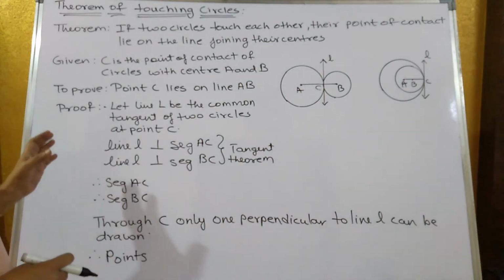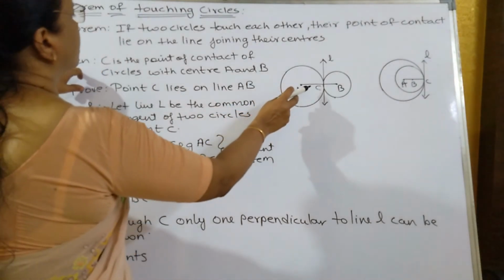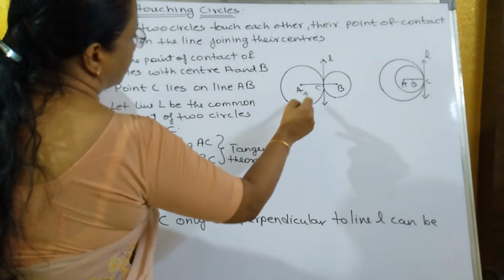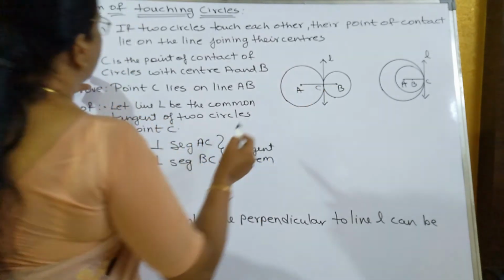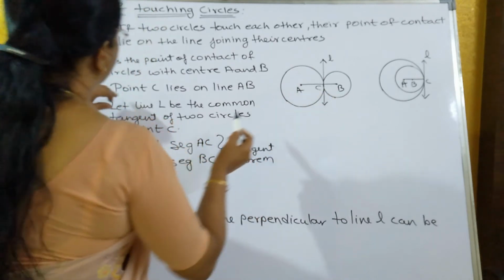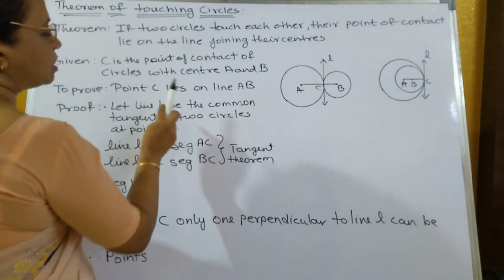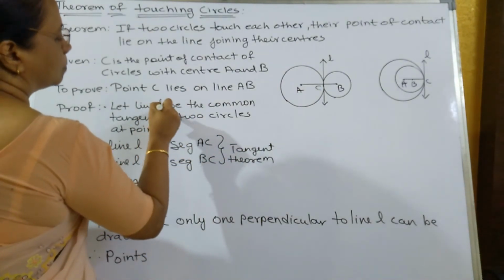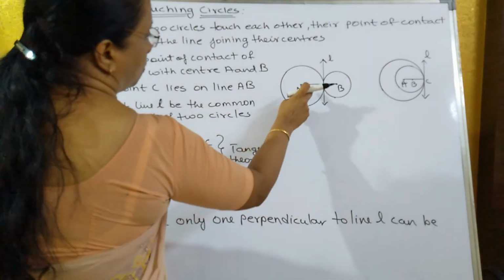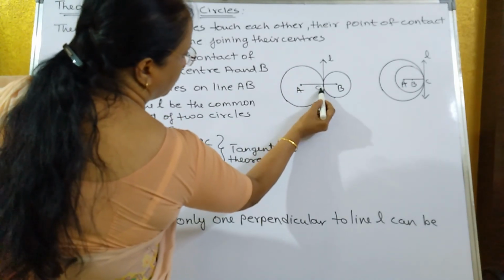The theorem proof is given on page number 58. So given: C is the point of contact of the circles with center A and center B. We have to show that point C lies on line AB. So let line L be the common tangent of the two circles at point C. This tangent passes through the point of contact of the two circles, that is, through the point C.